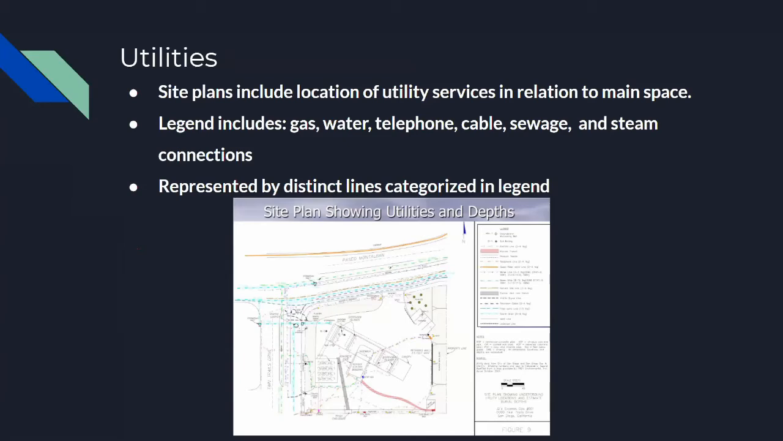Now, getting into utilities, site plans include location of utility services in relation to the main space. Legends on site plans include gas, water, telephone, cable, sewage, steam connections, and many more. Utilities are represented by distinct lines categorized in the legend. These examples can be seen in the image below. Looking right, here's the legend, and here are the utilities, represented by the different lines in the depths. Next slide.